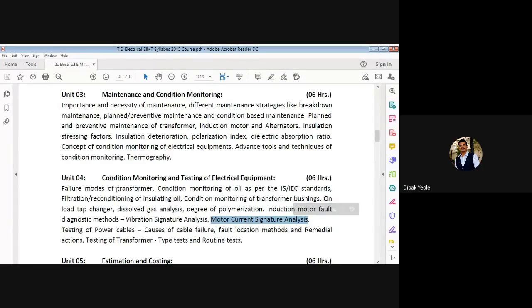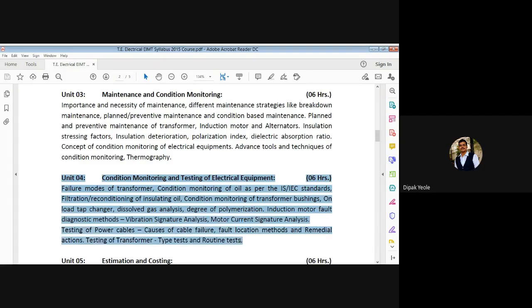Here you can see the transformer is a major component in unit number 4. The induction motor is the second component. The third component is the power cable. So these three components are related to unit number 4. You can see unit number 4 is very vast, and different analysis or condition monitoring techniques are available. So this is all about the introduction of unit number 4.